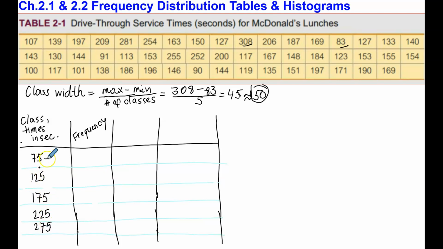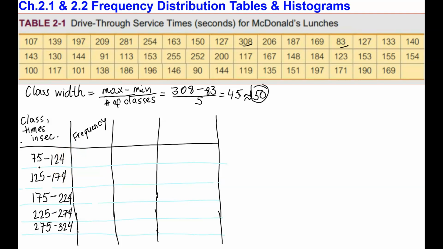Now let's list the upper class limits. The upper class limit will be a little bit less than the next lower class limit. The first class is from 75 seconds to 124 seconds. Second class, 125 seconds to 174 seconds. Notice that the upper class limits also differ by 50.